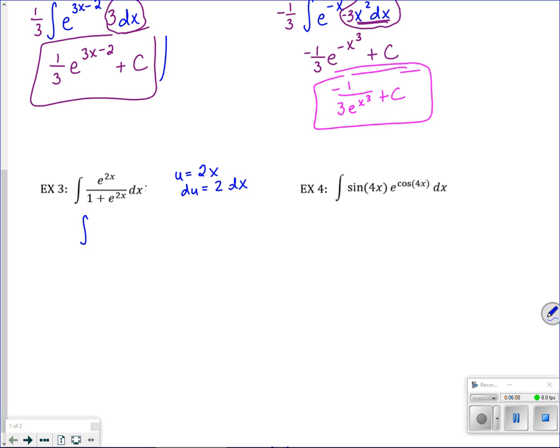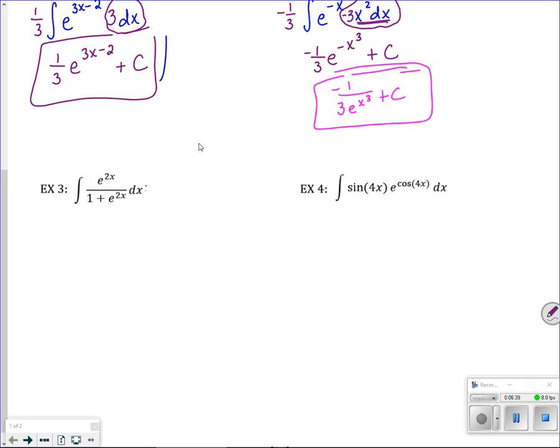If you start doing your u's and you get e to the u and 1 plus e to the u, you're like, okay, all right. But the dx, that would be du over 2. I'm not saying you couldn't do it that way. I mean, you might go, okay, it just looks complicated. Well, then maybe you don't have your u right.